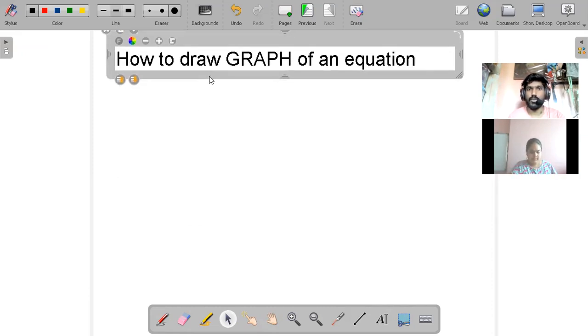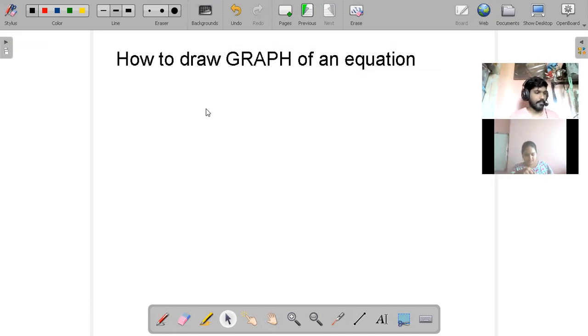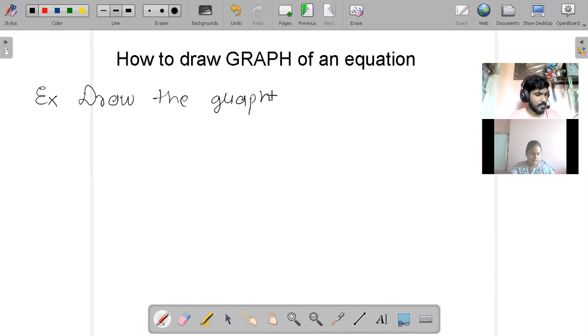First, we'll see how to draw the graph of an equation. If an equation is given, how will you draw the graph of that equation? Let's say, for example, draw the graph of the equation. First pay attention and first understand. I'll tell you when to write. Draw the graph of 2x minus y equal to 4. When an equation is given and you have been asked to draw its graph, we'll first make a table.